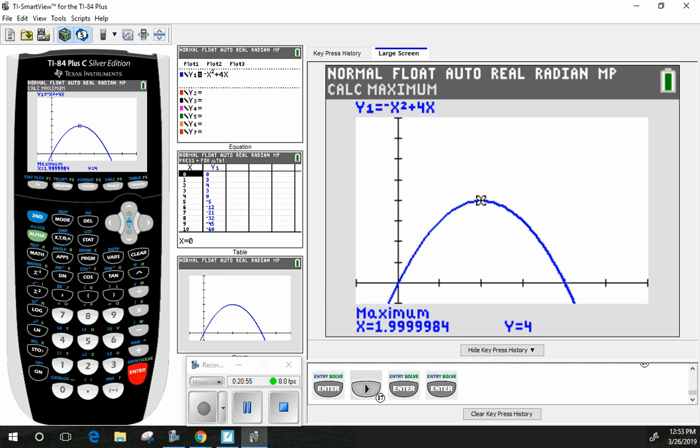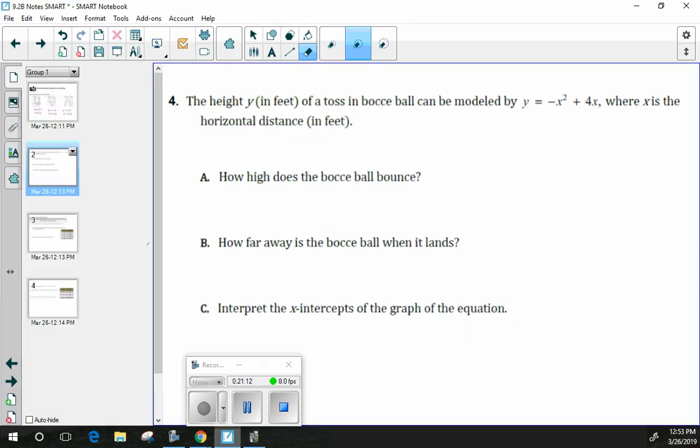If you did b over negative 2a for this, like we learned to do algebraically, you would see your axis of symmetry is at 2, but it's a little bit off because of that pixelation issue. So don't worry about that part. All right, max is still correct here. It is 4 feet. So that's our answer for part A. How high does the ball bounce? We would say 4 feet here.